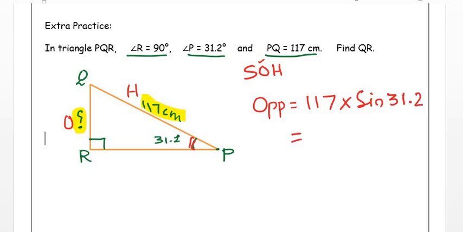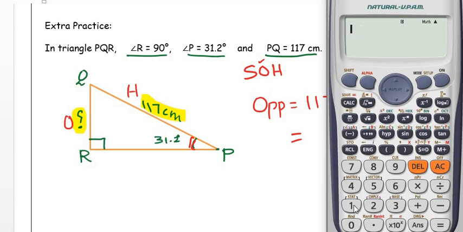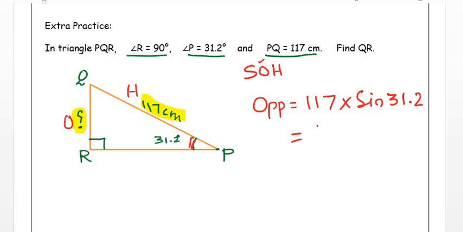Clear? Let's get the answer. Let's put it over here. So it's 117 times sine 31.2, like this, right? And get the answer now. So the answer will be 60.6, and this we have to stop here. The next digit is 0. No need to write 0, so it will be 60.6. Let's write the answer over here. So it's 60.6 centimeters. That's all for this exercise. Hope you understand it.